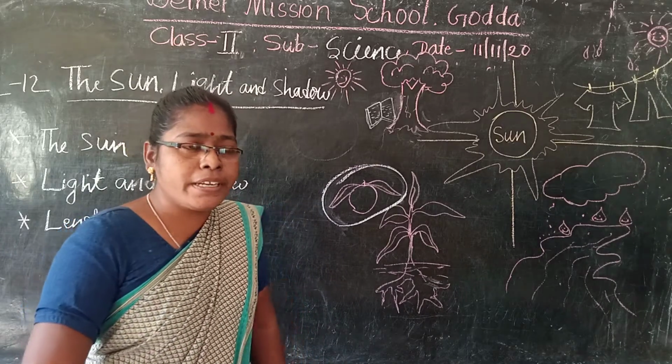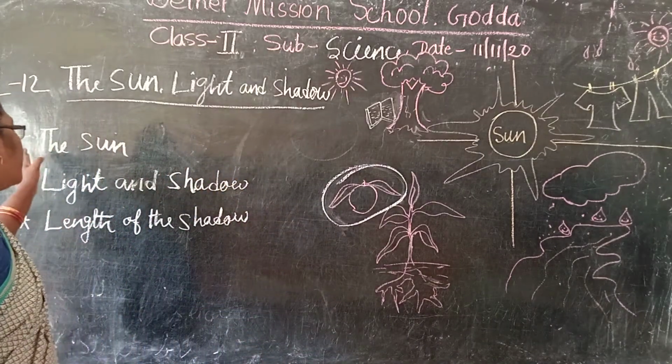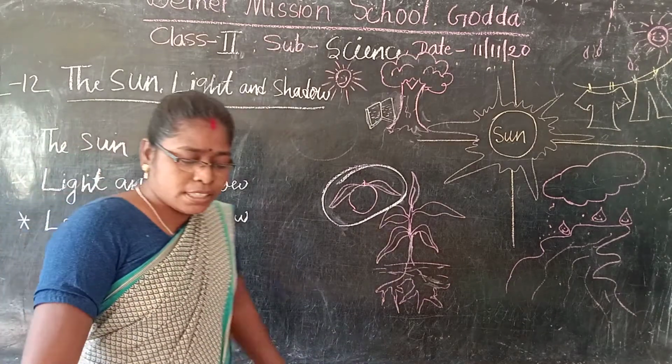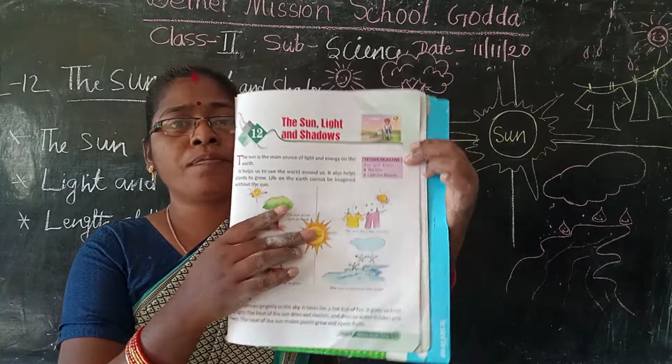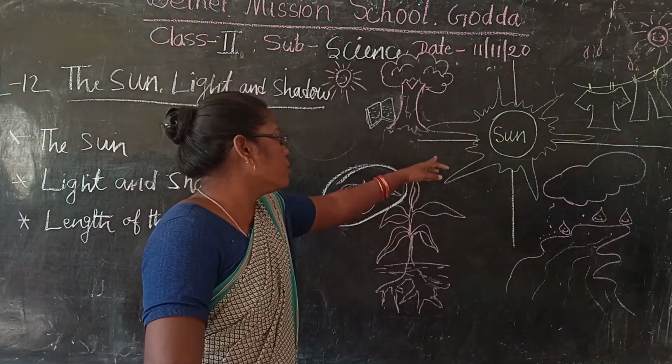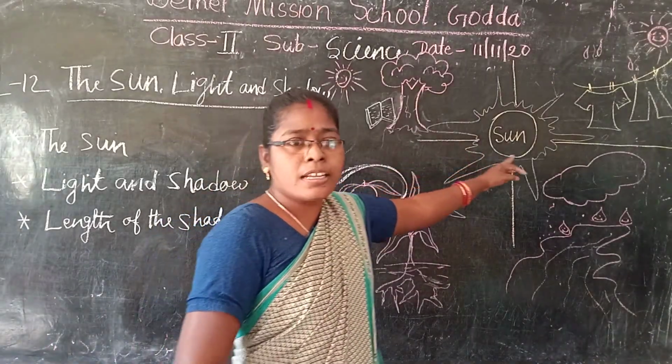So children, I have written some points here. First, we will discuss the sun. You can see the book also here. Can you see the book? And also here I have drawn. So this is the sun.